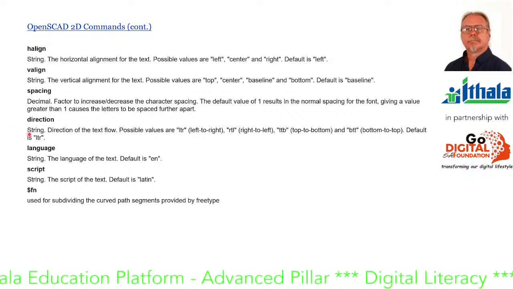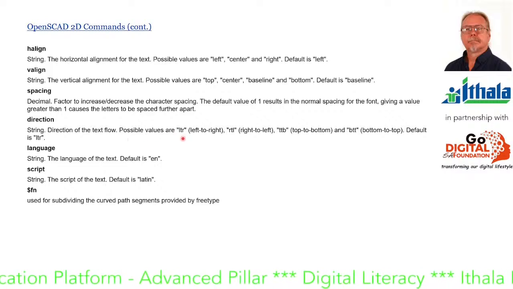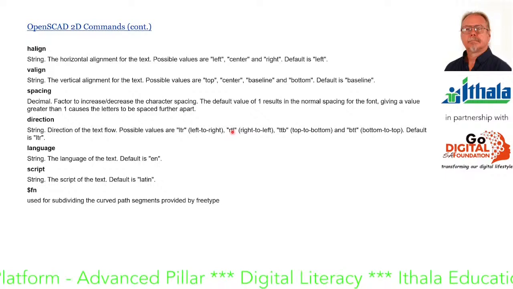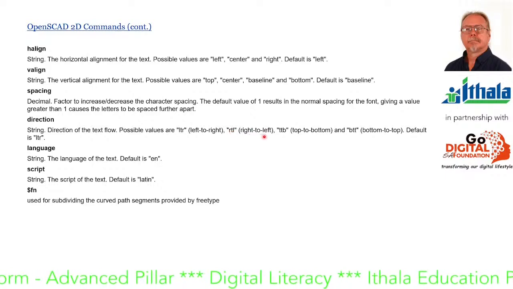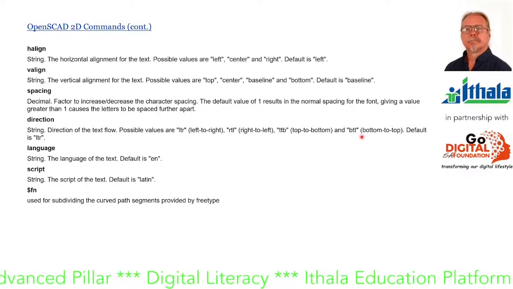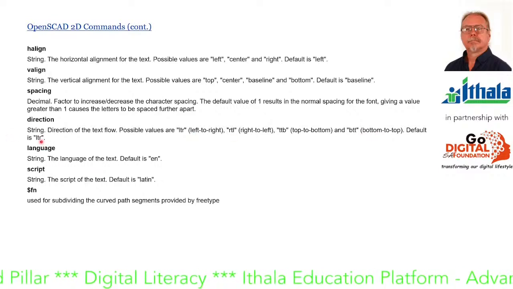The direction, that's a string. It's the direction of the text flow. Possible values are left to right, or LTR, RTL for right to left, TTB for top to bottom, and BTT for bottom to top. And the default is left to right, LTR.